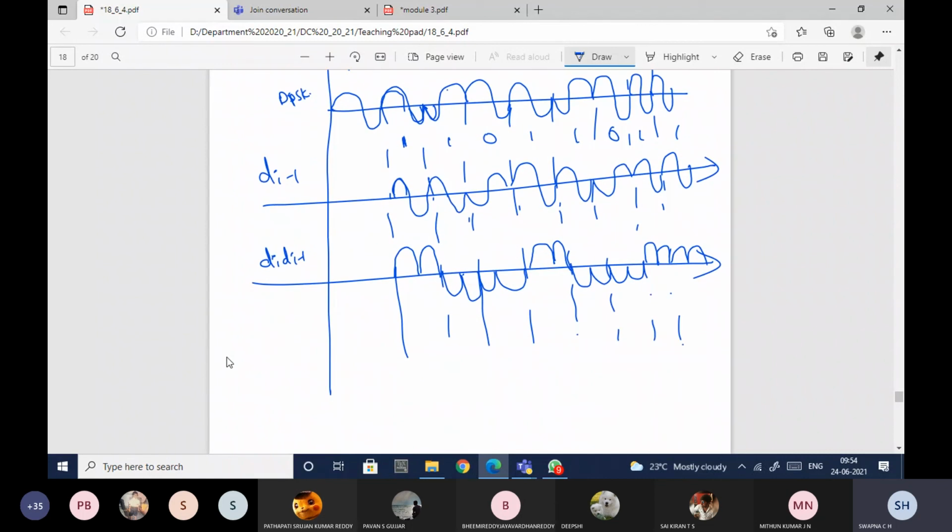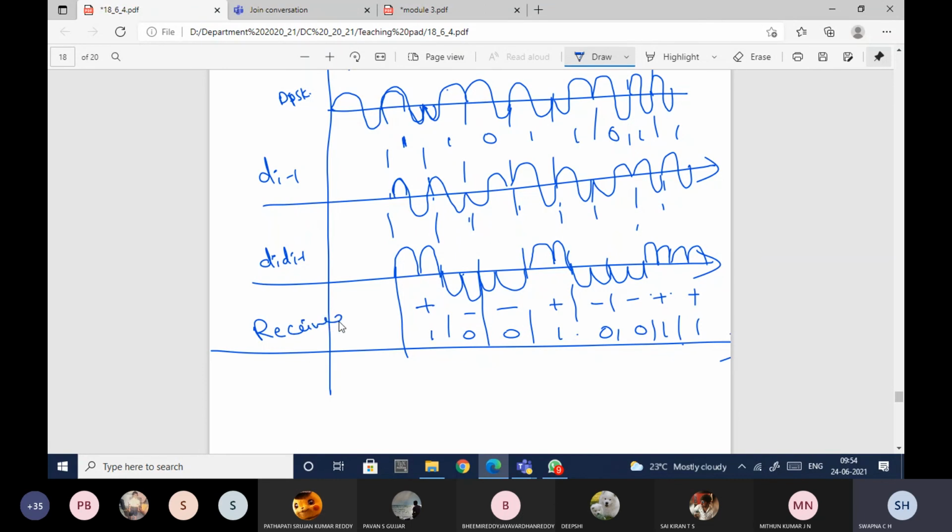Here I've got complete positive. Here I've got negative, negative, positive, negative, negative, positive, positive. So when you decode or estimate it, this will be 1 0 0 1 0 0 1 1. This is the binary sequence, the received output, or decoded output, or estimated output. So this is how the complete operation of DPSK is happening.